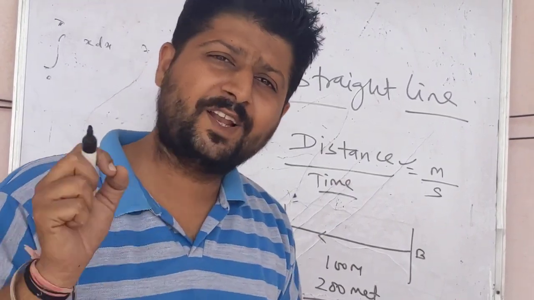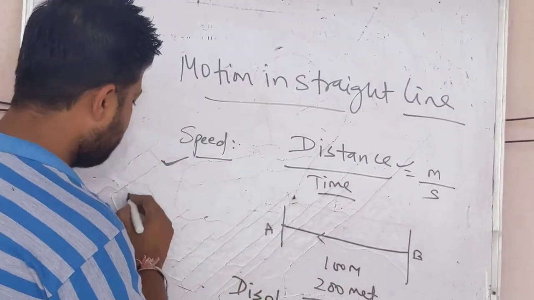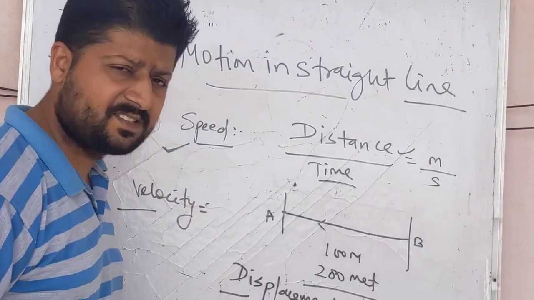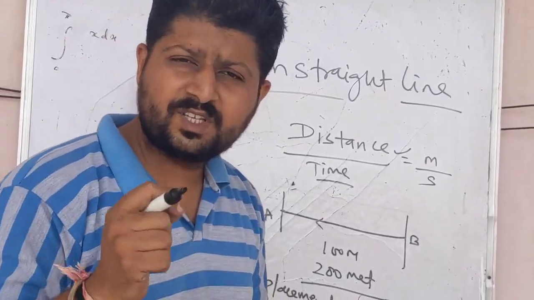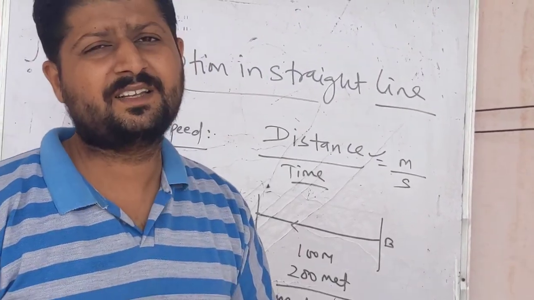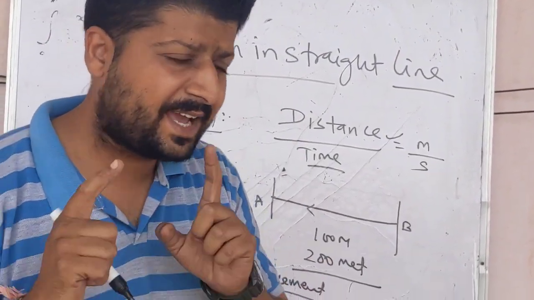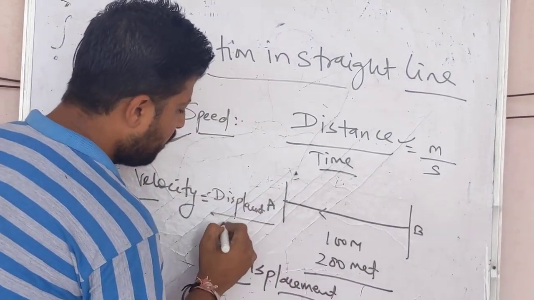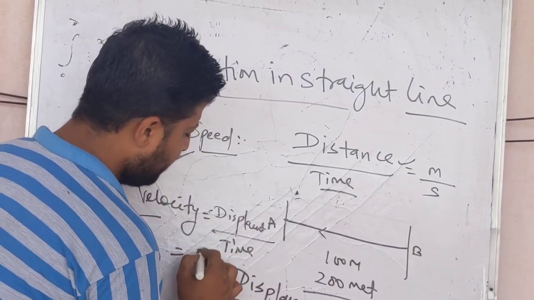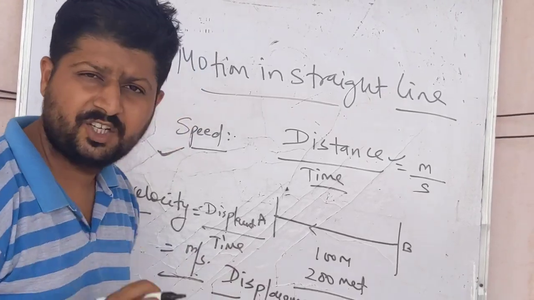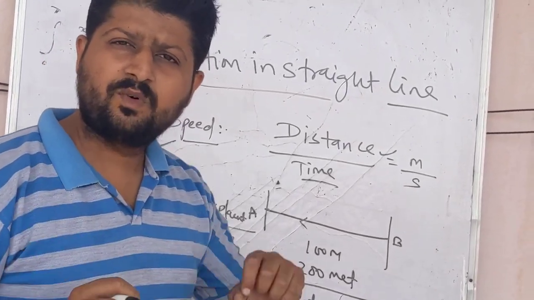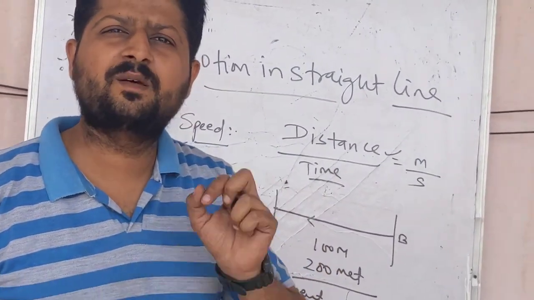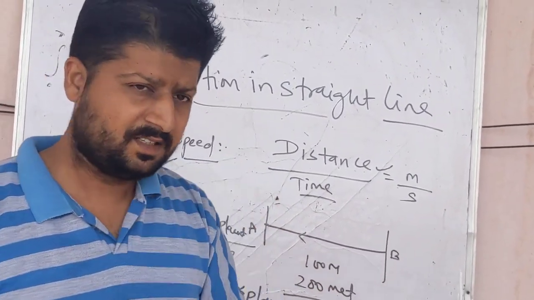So when we talk about velocity, velocity is the rate of change of displacement, which means displacement upon time. The unit is the same: meter per second. The unit is the same for both speed and velocity, meter per second.